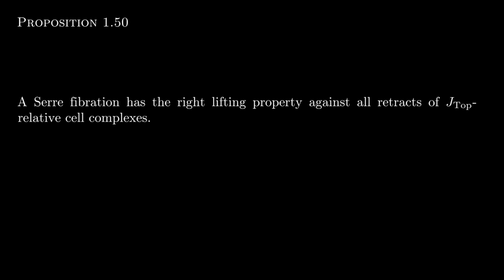So going back to our goal of generality, many of the statements we are going to give in the rest of the video have analogous statements in a more general setting. Presently, we defer the proof of this statement to the next video or the video after that, where we will prove it in generality. But in this case, it says that a Serre fibration not only has the right lifting property against J-tope, which is the definition, but also against all retracts of J-tope relative cell complexes, which is a pretty considerable extension if you think about it, and it's really neat that it works out like that in my opinion.